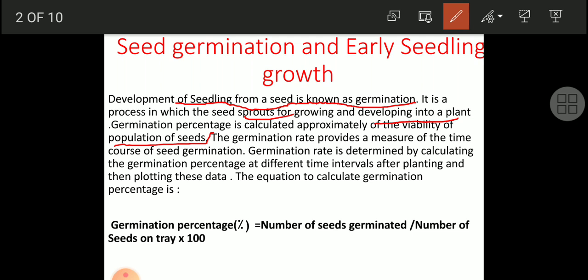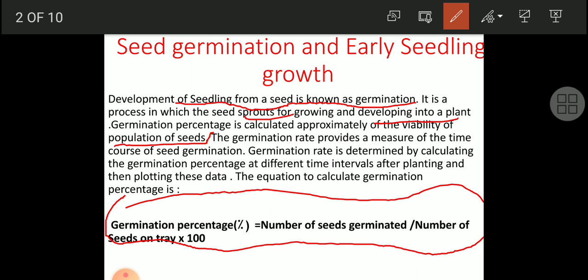So there is one of the most important formulas that you have to remember for the calculation of germination percentage. How to calculate it? The number of seeds germinated divided by the number of seeds we have put for germination in the tray, multiplied by 100.